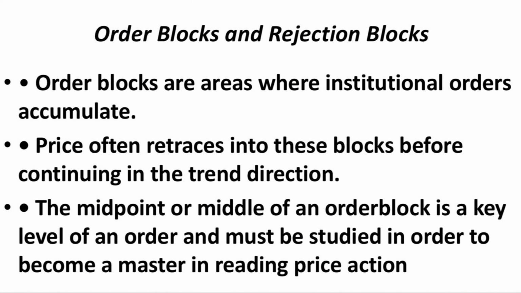Once you identify your range and you know what zone you're in, the next thing you're going to start looking for is order blocks or rejection blocks. Order blocks are areas where institutional orders accumulate.